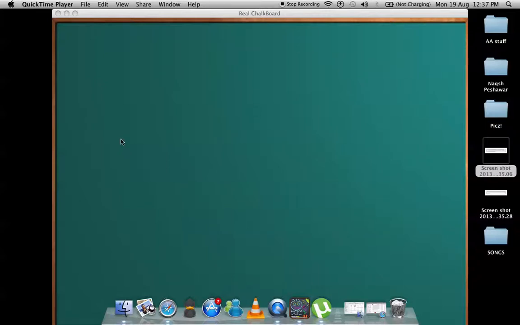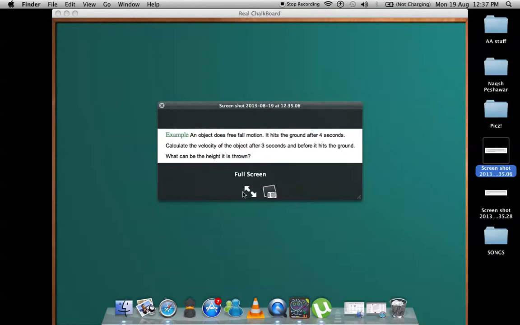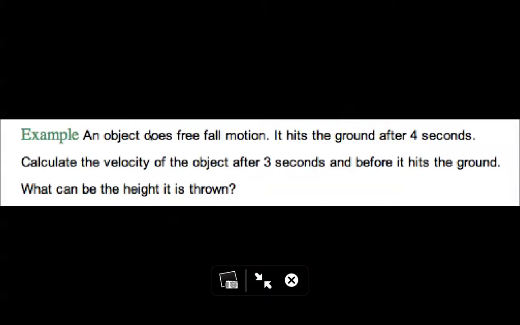Hey guys, we'll be doing some questions on free fall right now that we just learned in the previous lecture. So I have a question for you right here. Let's see what the question says first. An object does free fall motion. It hits the ground after 4 seconds. It's been dropped from some place. Calculate the velocity of the object after 3 seconds and before it hits the ground, the final velocity.